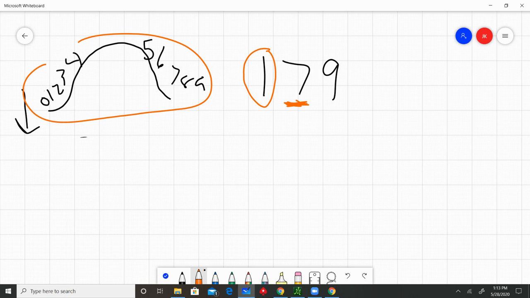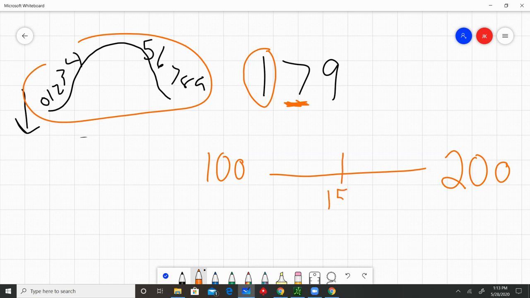What 100 is this in between? Well, we have 100 on a number line, and we'd have 200 on a number line. If we thought about where 179 is, here's where 150, so we know 179 is somewhere over here. We know that's going to be closer to 200. So 179 would round to 200.